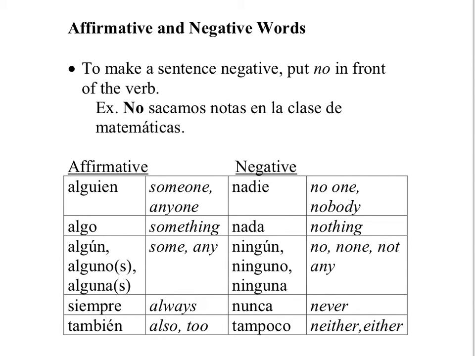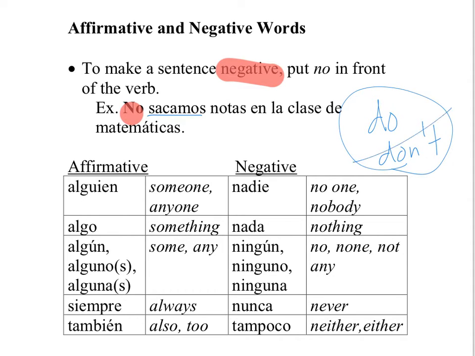Okay. To make a sentence negative, put no in front of the verb. I know it sounds obvious, but that's how they do it in Spanish. For example, no sacamos notas en la clase de matemáticas. What this does is it makes this word, sacamos, we take notes, into we don't take notes. So there's no word for do or don't in Spanish. Those do not exist. All we do is we say no.